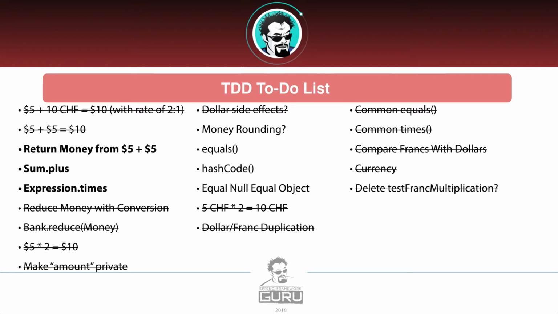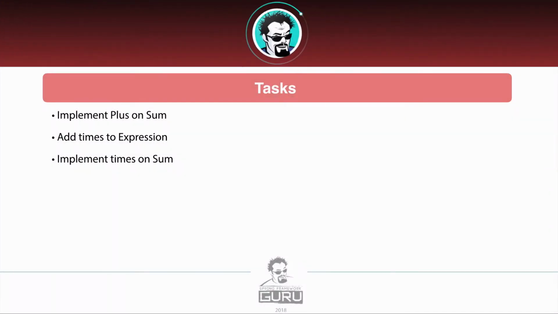So let's take a closer look at what we need to do. What we need to do is implement the plus method on the sum object. Remember from the last video, we just implemented a stub of that. And then we want to add the times method to expression, which means that we'll need to put it on sum as well.